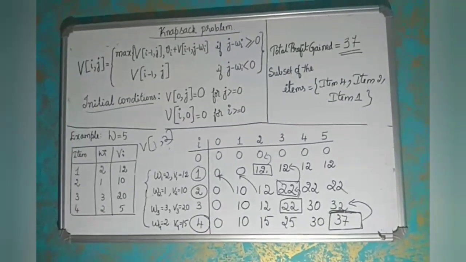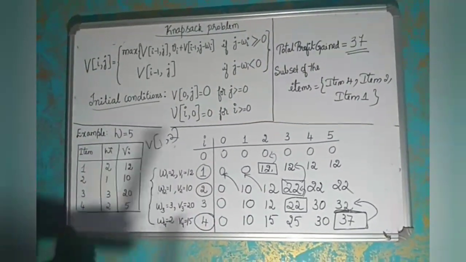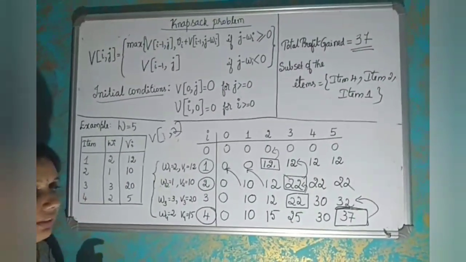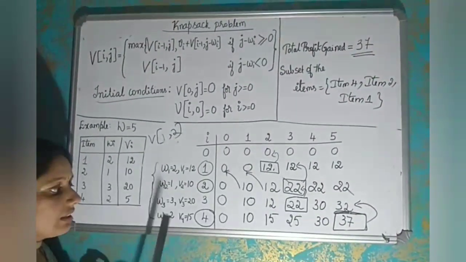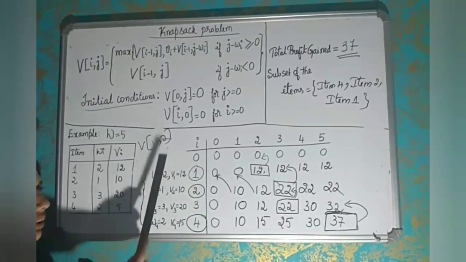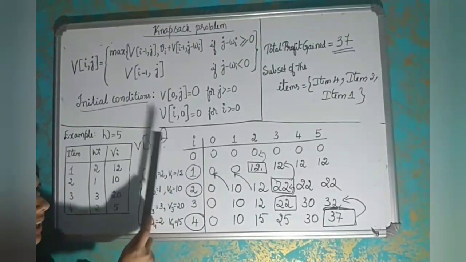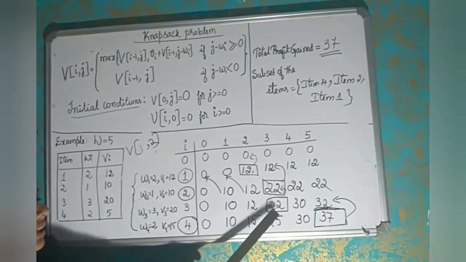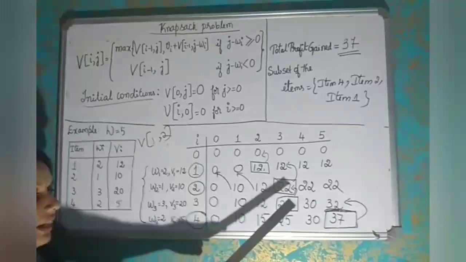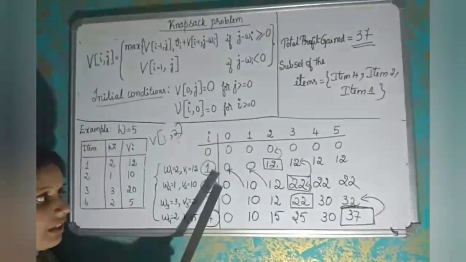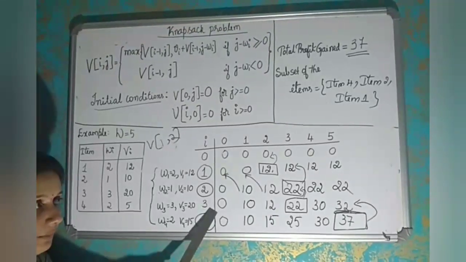So back tracing method is simple. You have to start from the last value. You have to compare that with the previous value. If there is a change, that means the item is selected. If the item is selected, you have to update the value of J, and with respect to that J and the previous column, you have to consider. And then you have to compare that with the previous value. Here there is no change, so that means 3 is not selected.